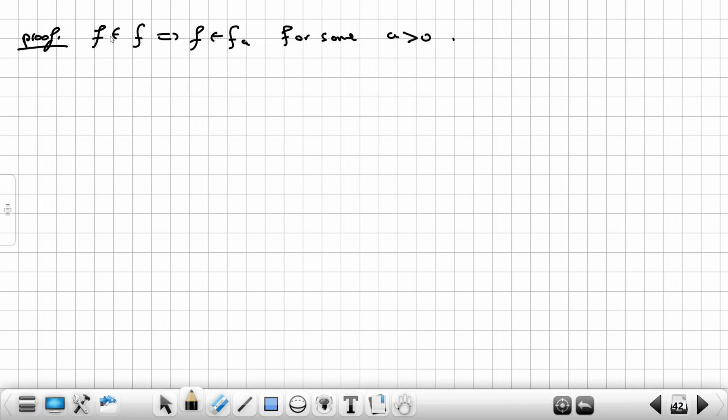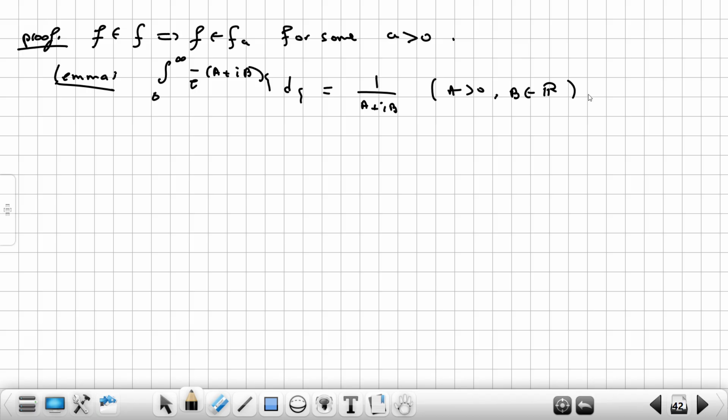Now, a lemma, which I will not prove, you can prove it very easily: the integral from 0 to infinity of e to the power minus (a plus ib) psi d psi is equal to 1 over a plus ib, whenever a is positive and b is in R. Now assume that b is between 0 and a, and let x belong to R.